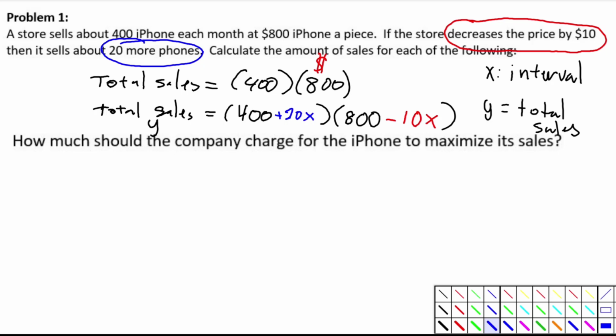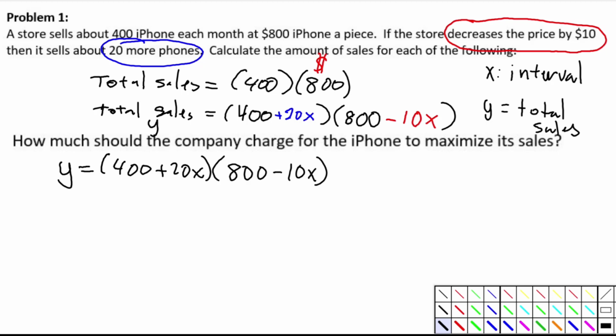So now this leaves me with an equation. I have an equation, y is equal to 400 plus 20x times 800 subtract 10x.